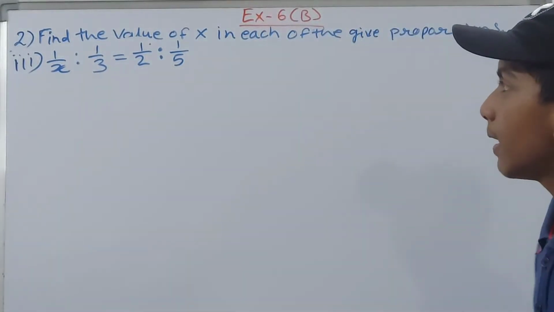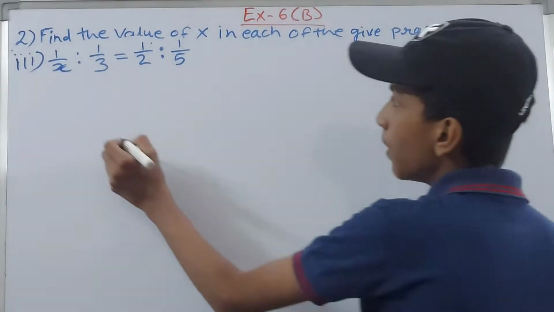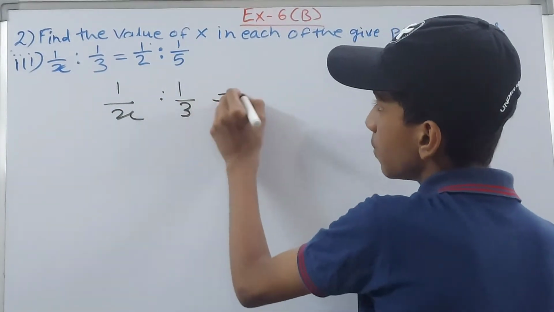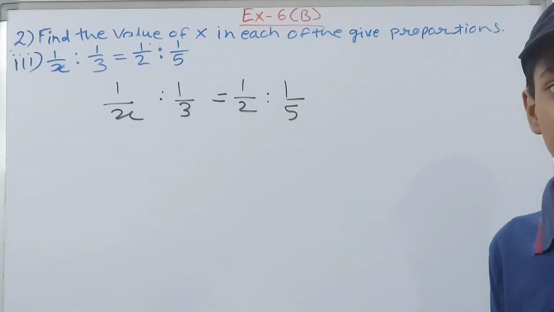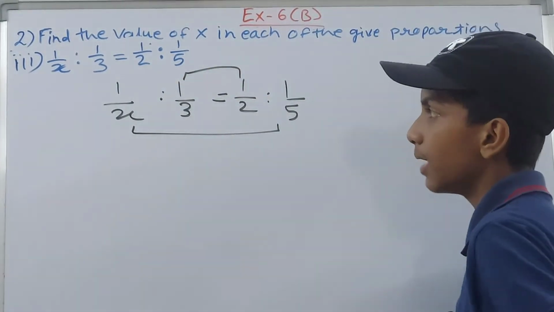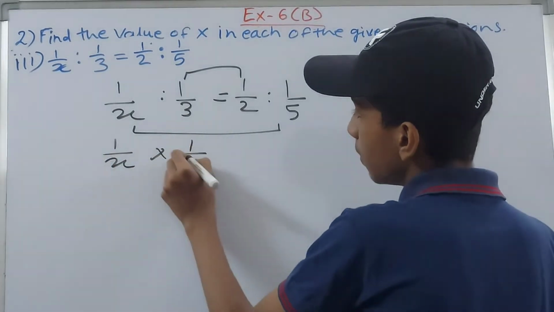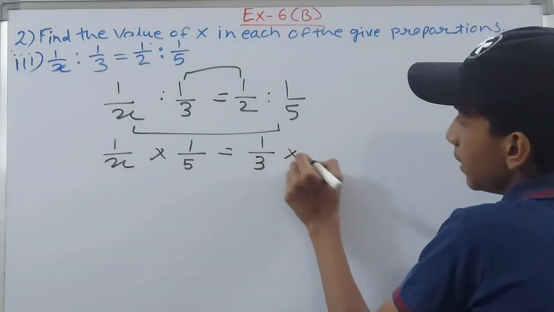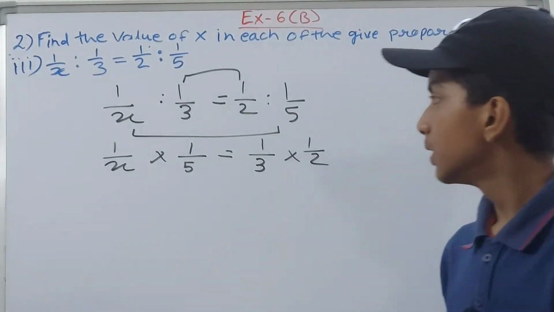This one is 1 upon x is to 1 upon 3 is equal to 1 upon 2 is to 1 upon 5. Again we will multiply the extremes and the means. So here is the extreme and here is the mean. Multiplying them, what will we get? 1 upon x into 1 upon 5 is equal to 1 upon 3 into 1 upon 2. This is what we get.